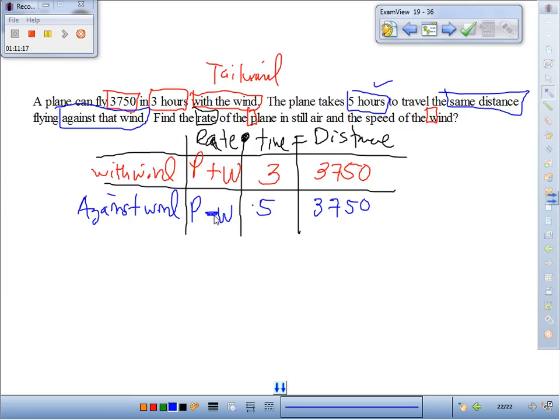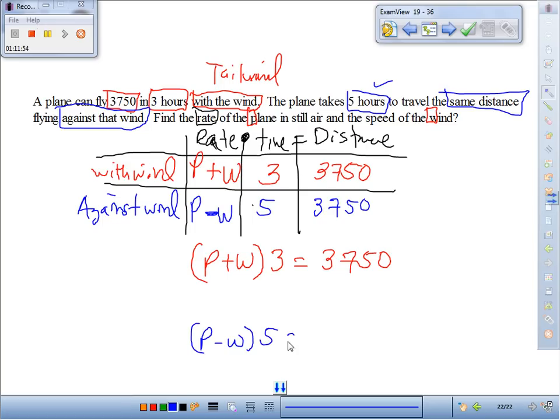Are we there? So let's see. Our formula is rate times time. So what is our rate for the first setup? P plus W times 3 equals 3,750. I want you to leave a couple of spaces here so that we can simplify. And let's write our second one. P minus W times 5 equals 3,750.